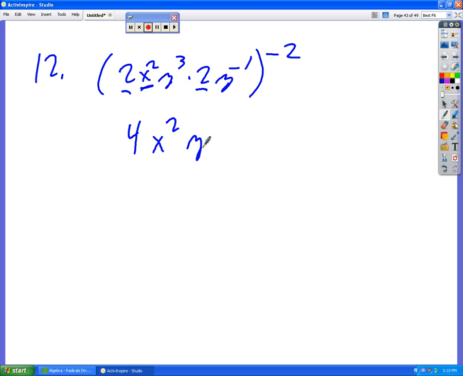Then I have y's. How many y's? Got 3 here, and a -1 here. 3 minus 1 is 2. That's what's inside parentheses, and then it's raised to the 2nd power.